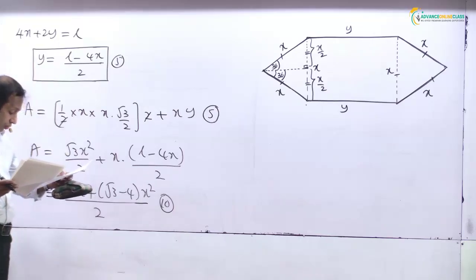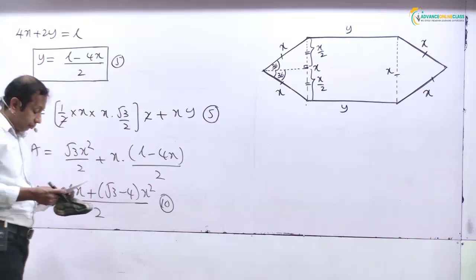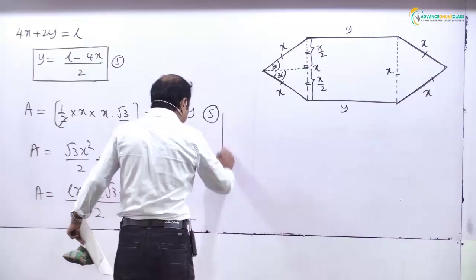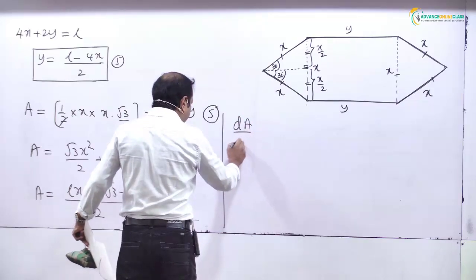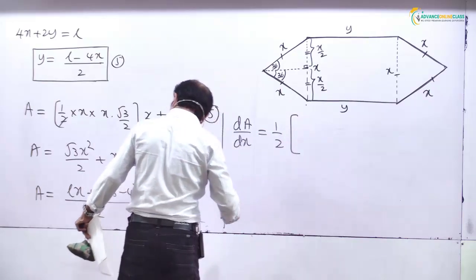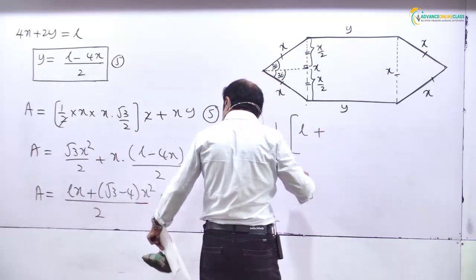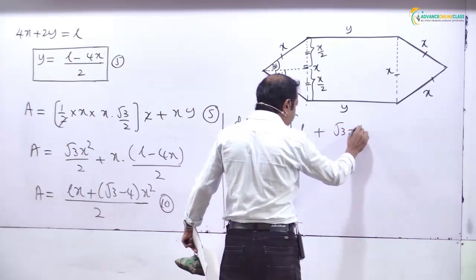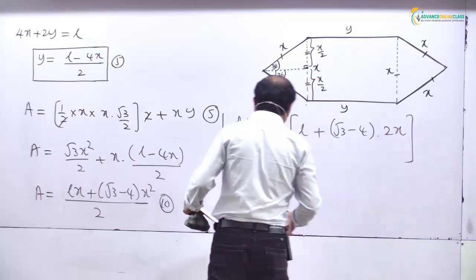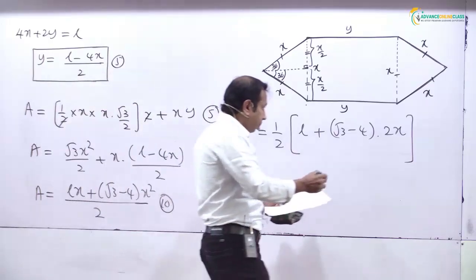Find the value of x which maximizes the area. We'll differentiate this now, dA over dx. This half is a constant, keep it as half. Lx, derivative with respect to x is L. Root 3 minus 4 is a constant, and x squared gives 2x. Right. For that, 5 marks.